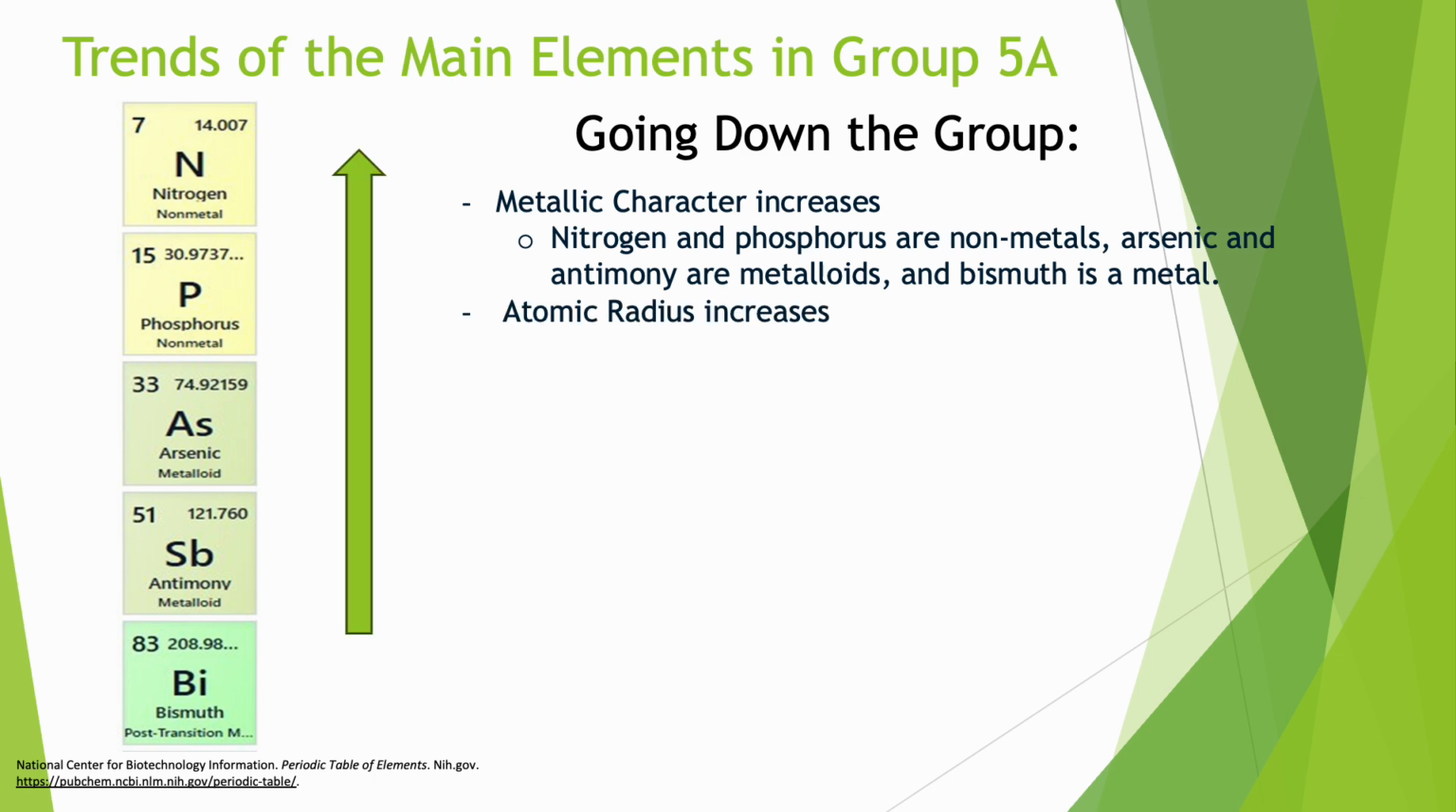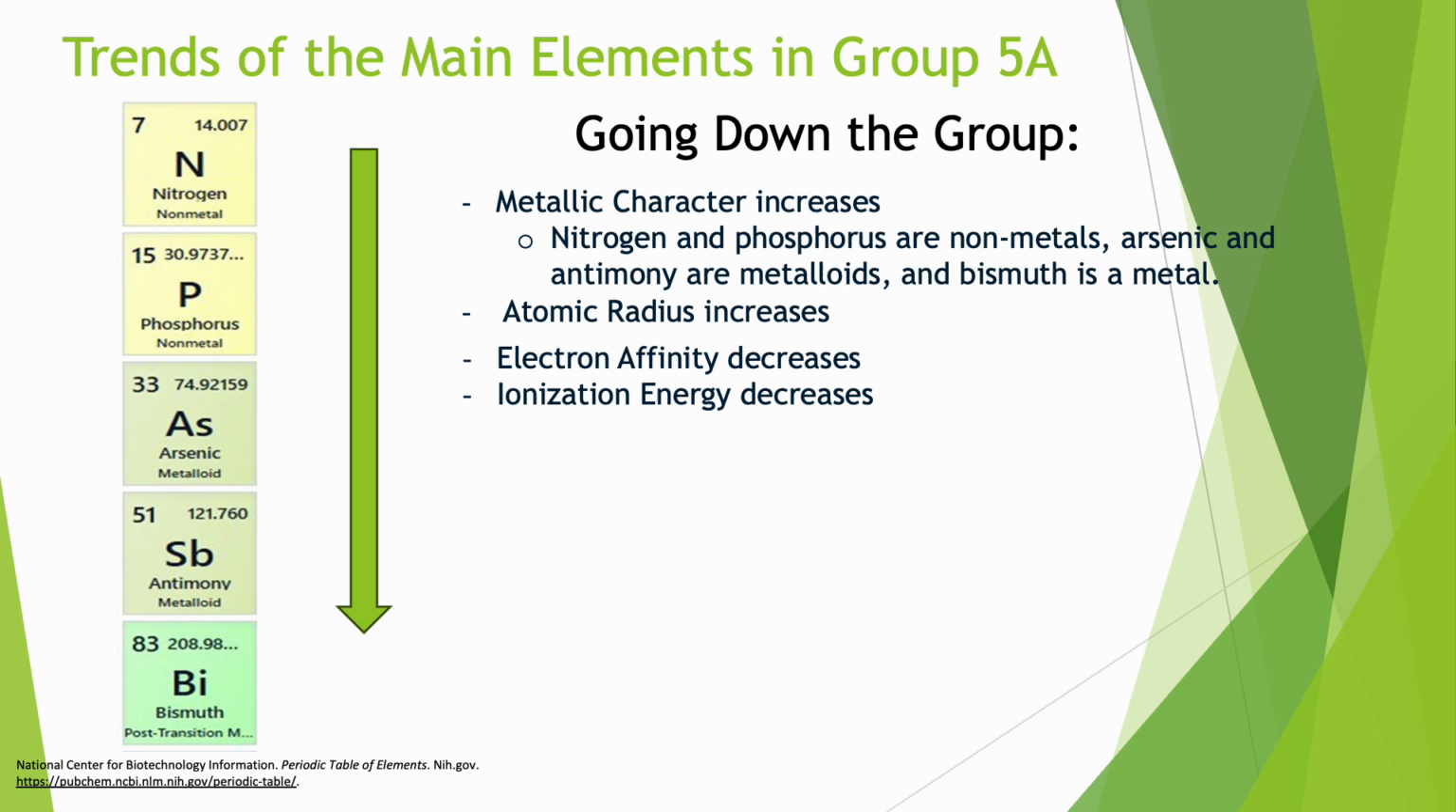Next is atomic radius. It also increases as we go down the group. With each element down, an additional electron shell is added, making the atoms progressively larger. The large atomic size is a key factor influencing other properties we'll discuss, as the outer electron is farther away from the nucleus and experiences more electron shielding.